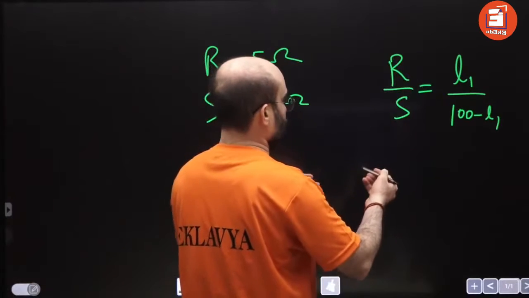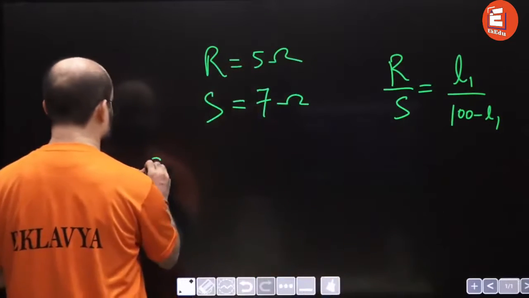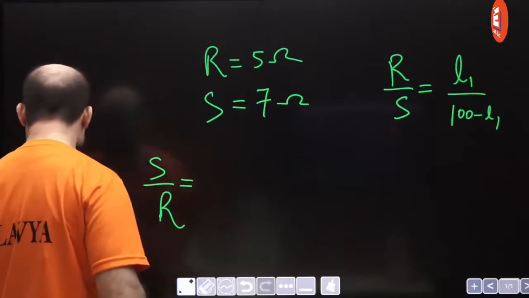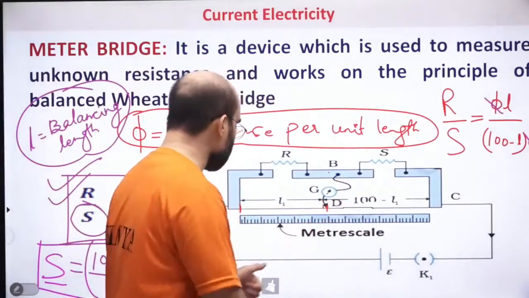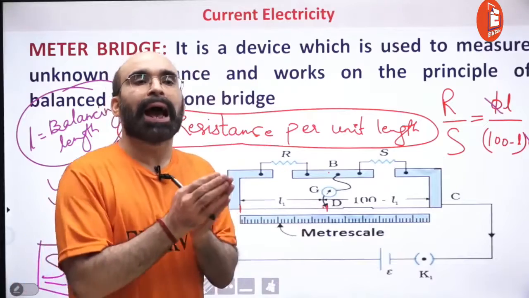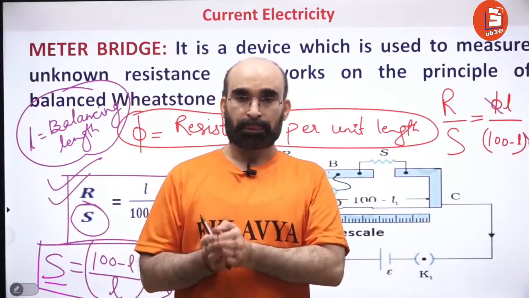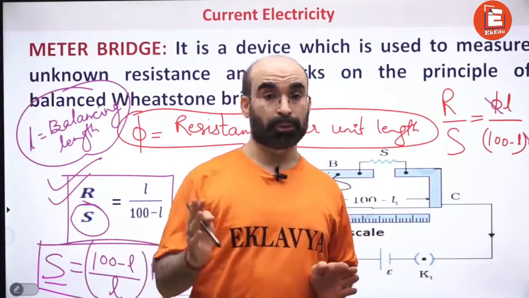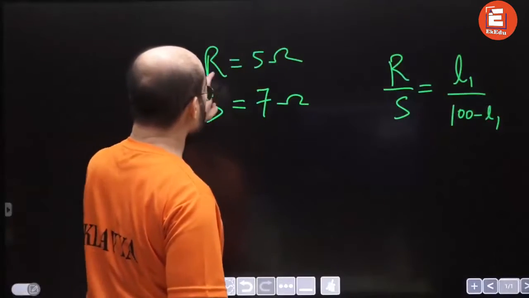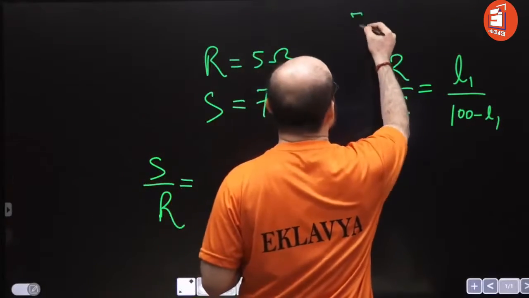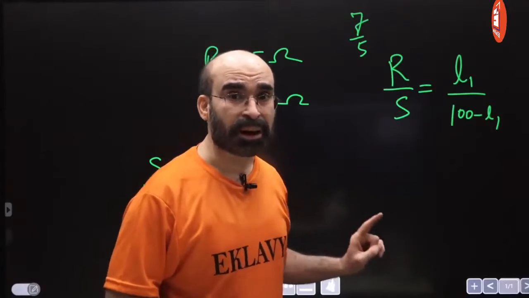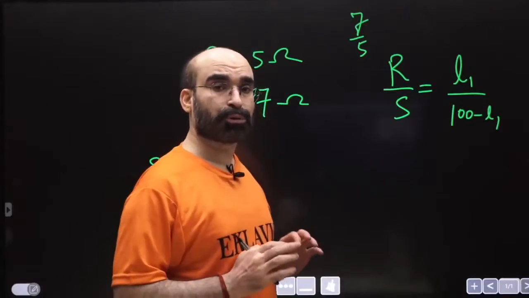If you interchange the value, so S by R, then what will happen? This balancing length, this null deflection, will not be obtained at this point D. It will happen at some other point, that we need to understand. So look at it, suppose we got 7 by 5, and 7 by 5 is not equal to 5 by 7. Is that clear?